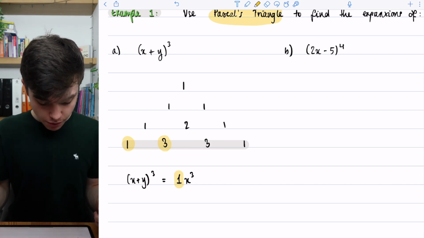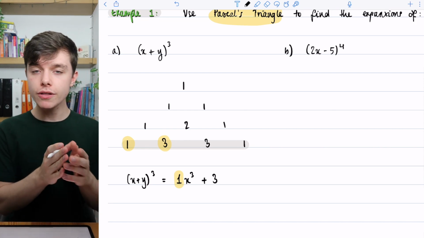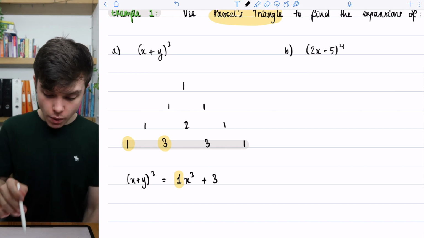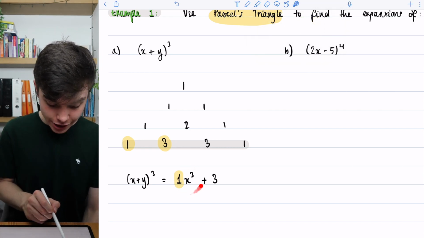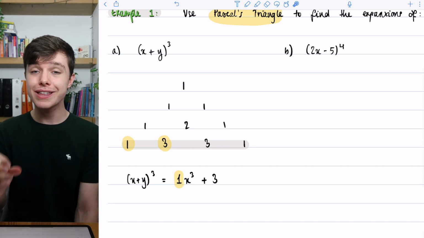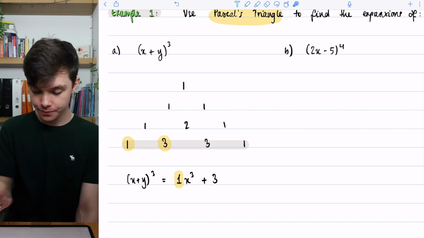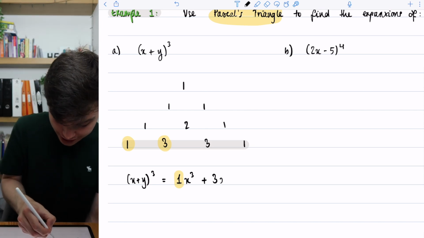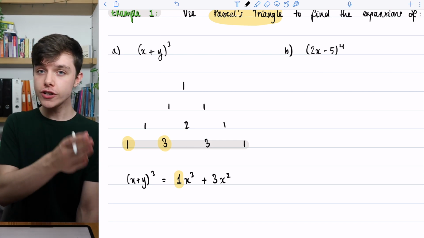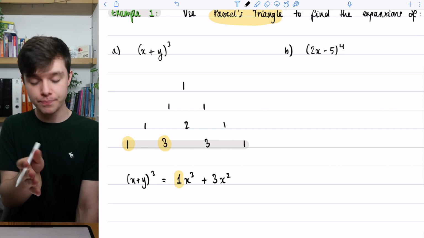Okay? So that 3 is going to be the next term. But what are the powers of x and y going to be? Well, what we have is an x cubed here. So when we go along the terms, the x is going to decrease in power. So the x on the second term is going to become x squared. The first term it was x cubed, so the next one it's going to be x squared.